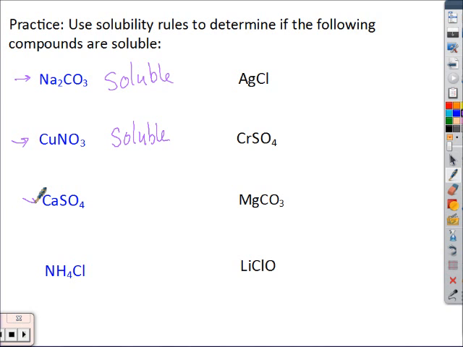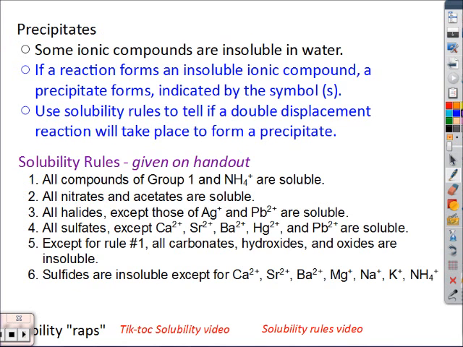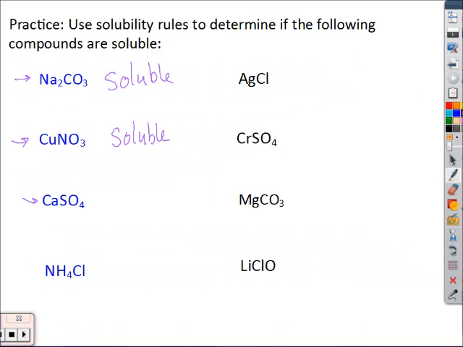Alright, the next one, calcium sulfate. So I go to my rules. It is not group 1. Calcium is in group 2. They're not nitrates or acetates. They're not halogens. It's a sulfate. All sulfates are soluble except with calcium. So if it says all sulfates are soluble with the exception, it means it's insoluble.